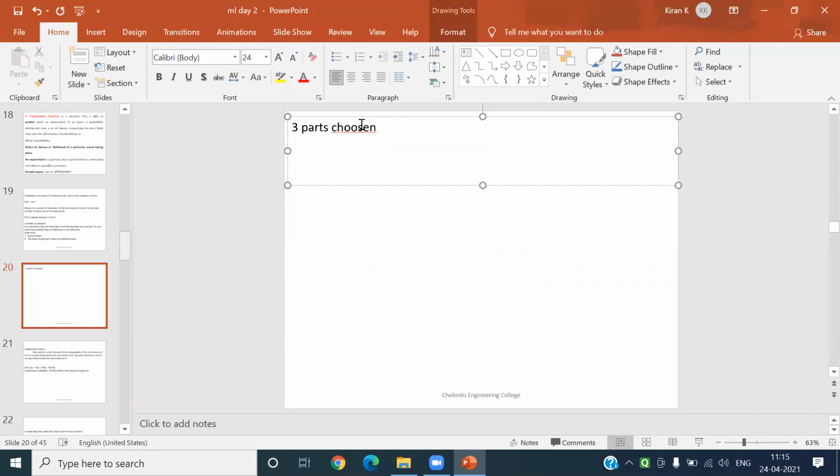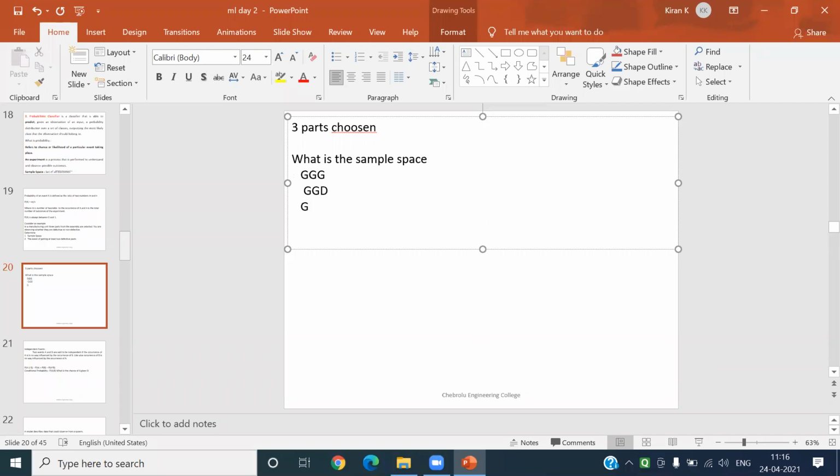A defective part is denoted as D and a good part is denoted as G. For suppose, what is the sample space? What are all the possibilities? It can be G, G, G. That means I have taken three parts, and all three are in good condition. That is one possibility. Then G, G, D: two are good and one is defective.